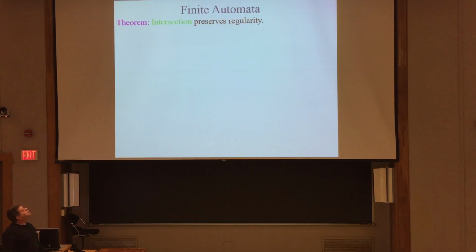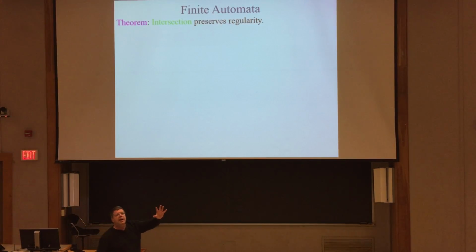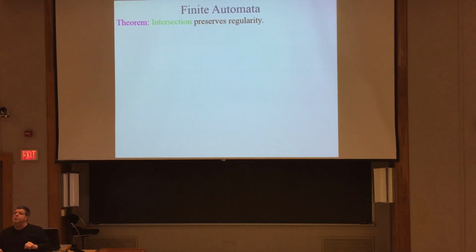So intersection preserves regularity. How do we prove that if you have a regular language and another regular language, which could be two separate, different regular languages, their set intersection, the set of strings common to both, is necessarily also a regular language? It's not obvious. It didn't have to be this way. And for other classes of languages, like the context-free languages, that theorem is false. So how do you prove something like this?